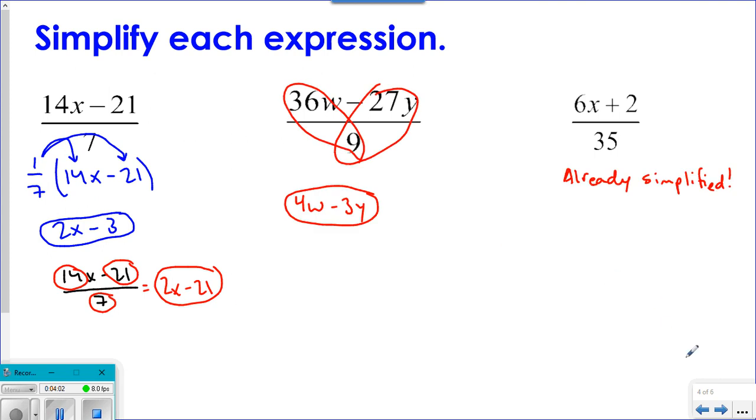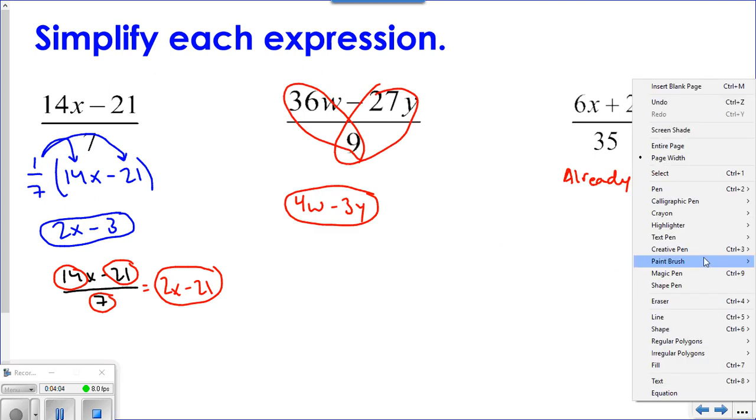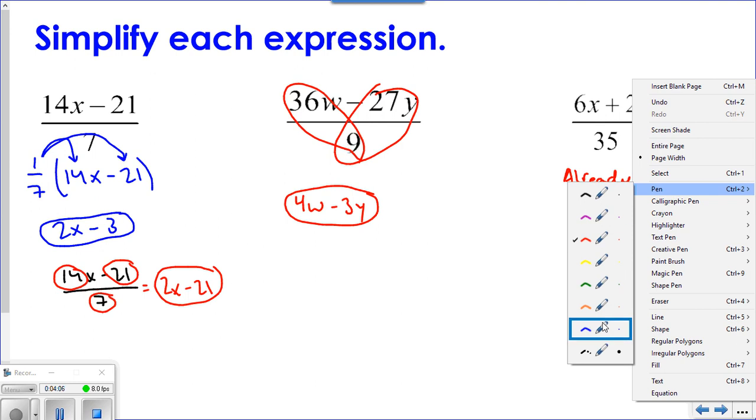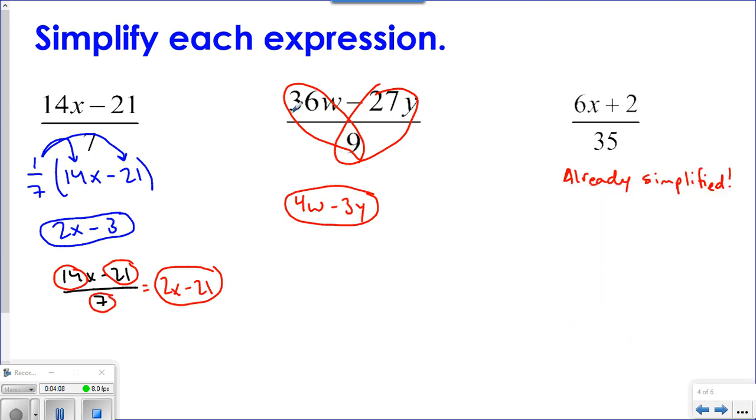Okay, if we look at our middle expression, we have 36, 27, and 9. All of those work together. So we end up dividing 36 by 9, we get 4w, and then 27 by 9, we get 3y. If we look at this one, my three numbers are 35, 6, and 2. There's no common factor between all three, so this is already simplified. There's nothing else that we can do here.